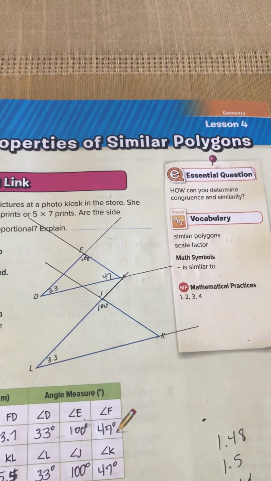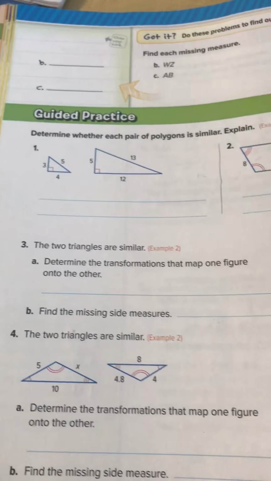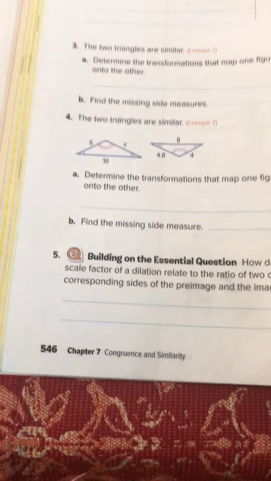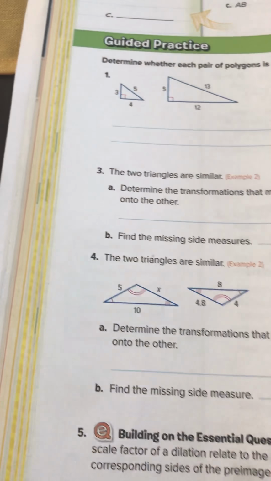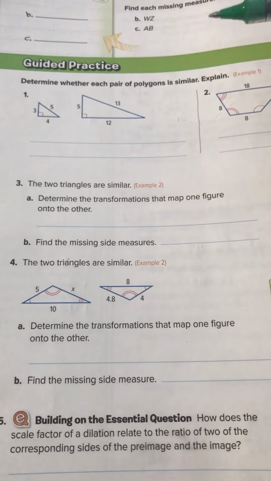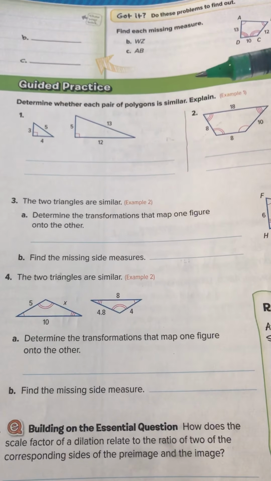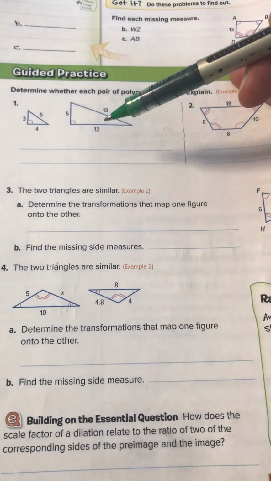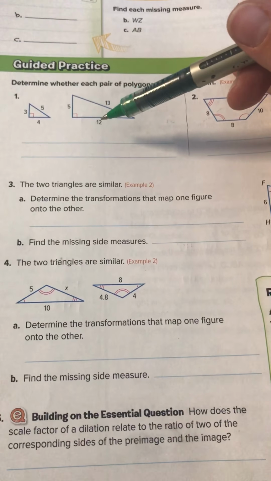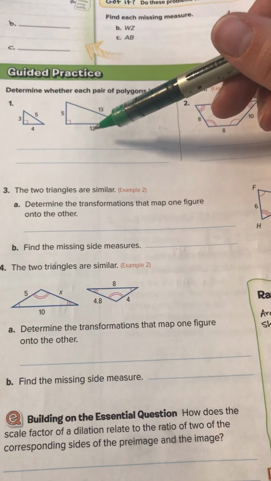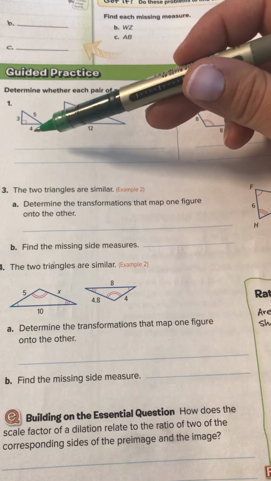In lesson 4, we're talking about properties of similar polygons, and we're on page 543, but we're actually moving to page 546. So I just want to do one of these problems. We talked about how to find if two figures are similar or not. Regular polygons are the same as triangles, so to find out if they're similar or not, you're dividing the second one, the side length, by the corresponding side length.